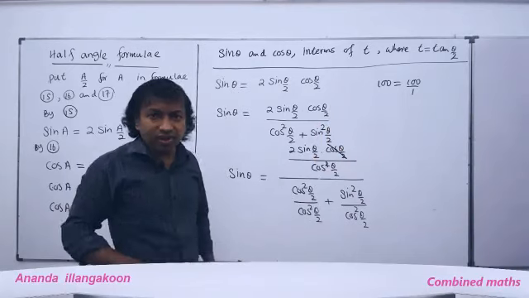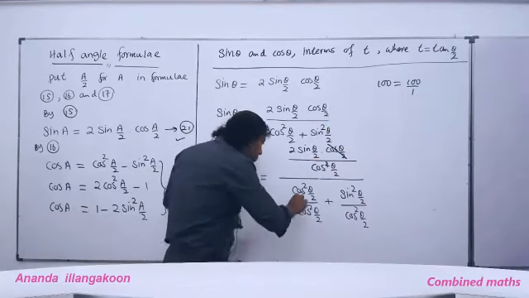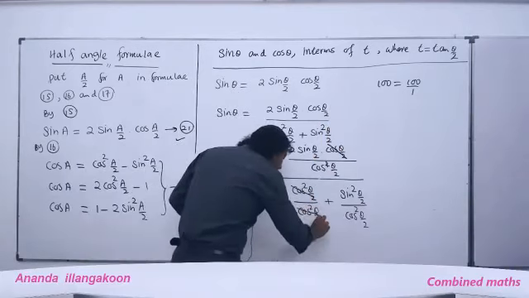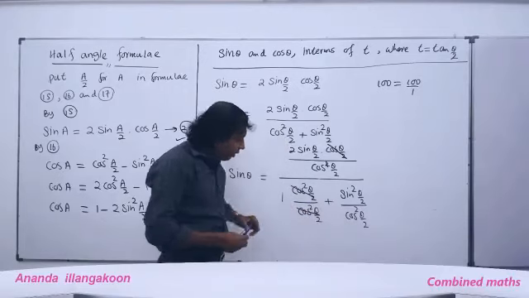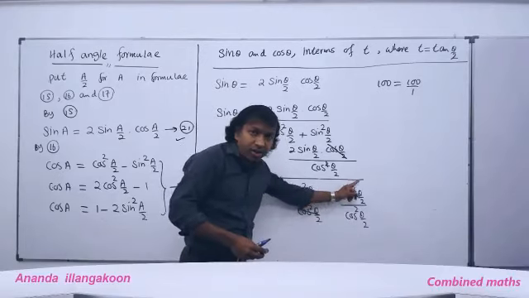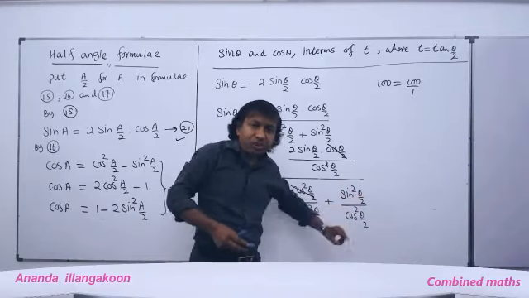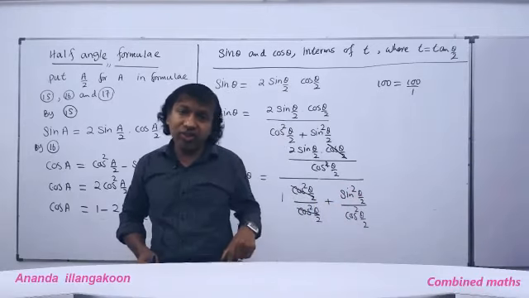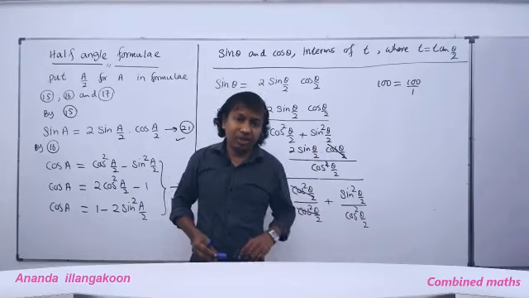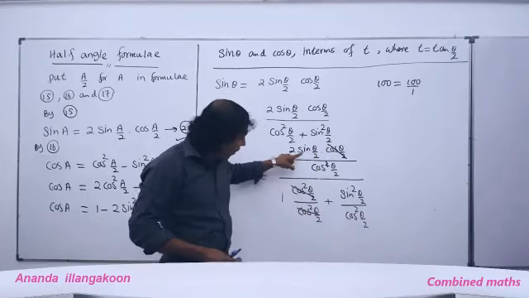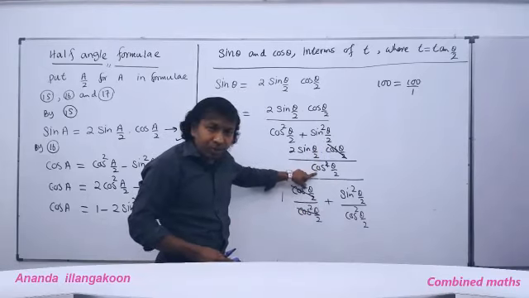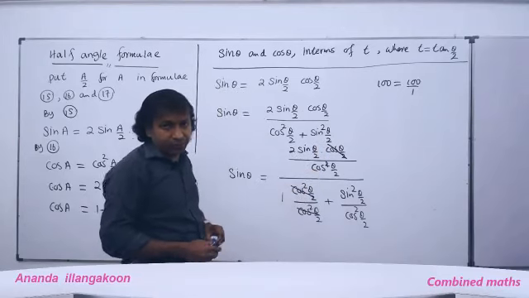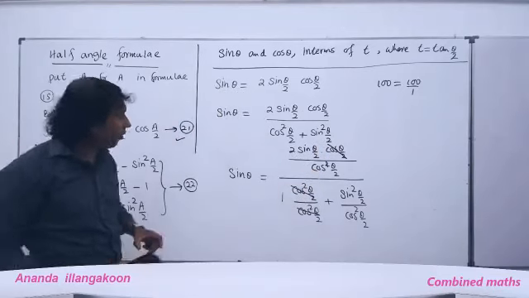Understood? Right. Then this 2 we can cancel down, people. We get 1. Then here what do we have? Sine squared theta by 2 divided by cos squared theta by 2. Sine squared divided by cos squared is what, people? Tan squared theta by 2. Then here sine theta by 2 divided by cos theta by 2 is tan theta by 2. Understood? So now you can write that formula, right?